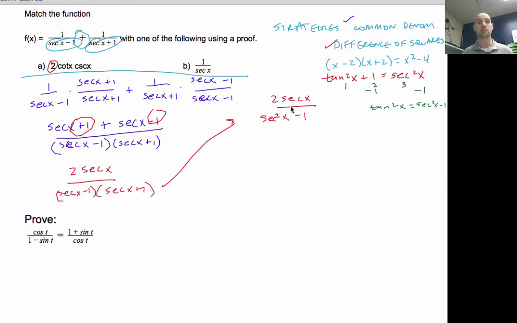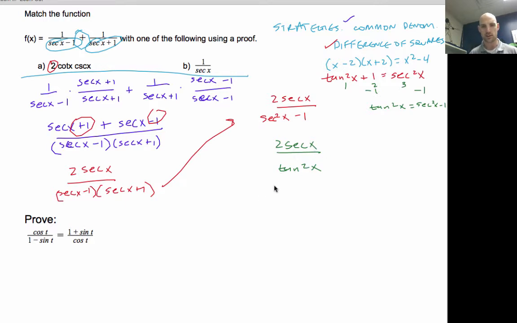Okay, so on the bottom, now I can go to tangent. Remember, this is our hierarchy. Cosecants and secants, I don't want. I want to get away from those. Tangents are slightly less bad, and then sines and cosines are what I actually want. So it's a good sub, in my mind, to take away a secant and to put in a tangent, especially if it's a secant minus 1. So I got 2 secant x over tangent squared x. This is good.